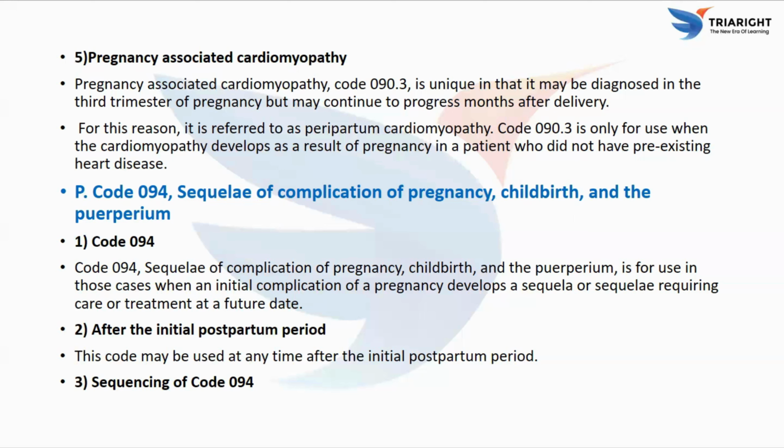So what is the order of coding for O94? When using O94, it is never the first or main problem. You must first list the condition the patient is being treated for, for example cardiomyopathy, hypertension, or pain. Then you assign the O94 category code to show it is due to a past pregnancy complication. Like a mother being treated for chronic cardiomyopathy: you code cardiomyopathy first, then O94 to show it resulted from the pregnancy. So this is the sequencing of the code O94.